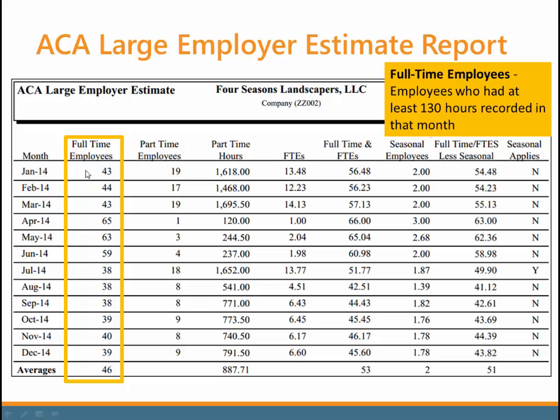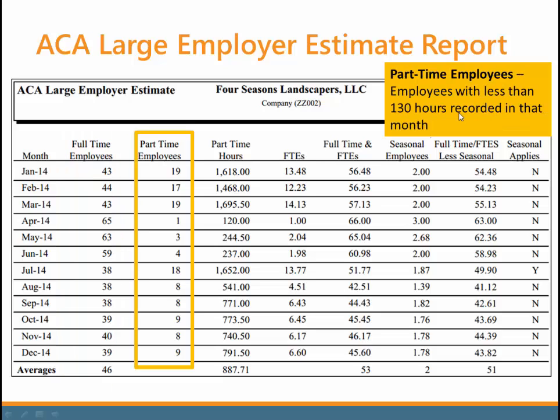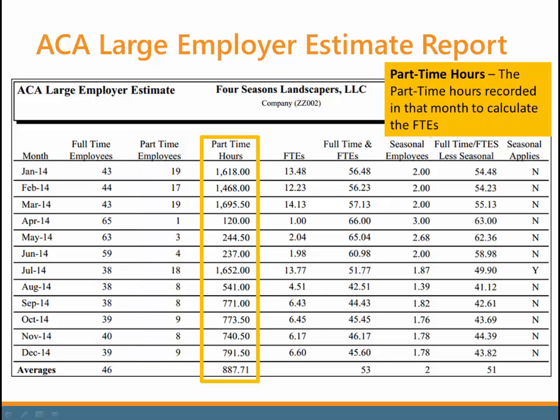These are the employees who have had at least 130 hours recorded in that month. Next is the part-time employees. The part-time employees are those employees with less than 130 hours within that month. The next column are the part-time hours. The part-time hours are the hours that were recorded for all of the part-time employees. These are the hours that will be used to calculate your full-time equivalents.